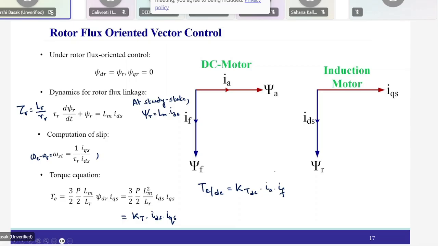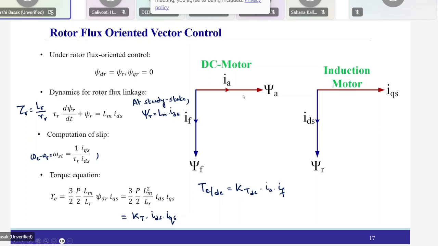Okay, or it can be expressed. So basically, this expression for torque will be analogous to your DC machine torque expression, where your IF is analogous to IDS and IQS is analogous to the armature current. And this has been shown here.